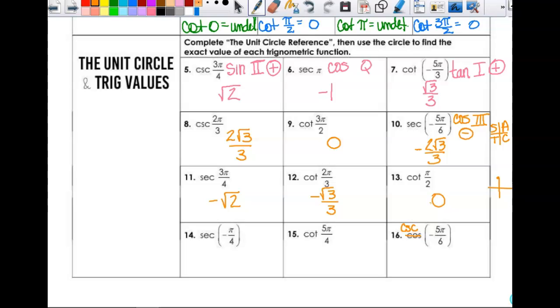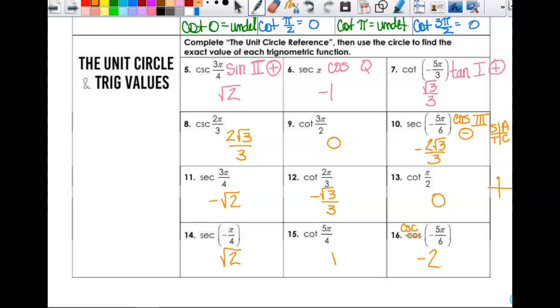All right, number 14. Madeline, what'd you get for 14? Very good, thank you. 15. Hayden, what'd you get? Very good, thank you. And 16. Kayleen again, what'd you get? Very good. -2. All right, any questions at all?